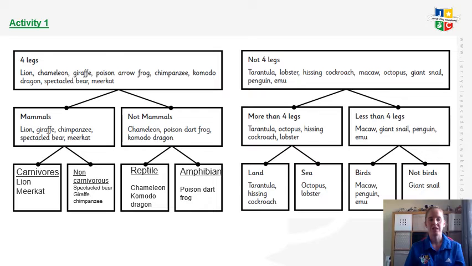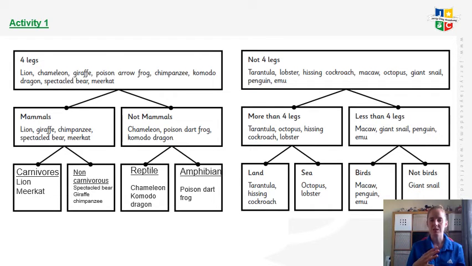So for me, you can see in the top boxes where it says 4 legs and not 4 legs, those are all the animals that I chose from. So you can see there's quite a lot of animals that I started with. I started with the lion, chameleon, giraffe, poison arrow frog, chimpanzee, Komodo dragon, spectacled bear, meerkat, tarantula, lobster, hissing cockroach, macaw, octopus, giant snail, penguin and emu. All those animals were in one group to start with.